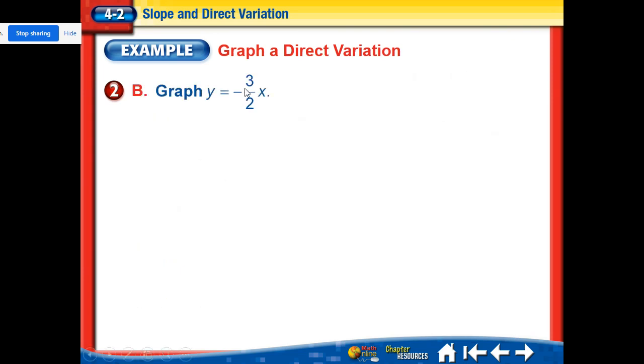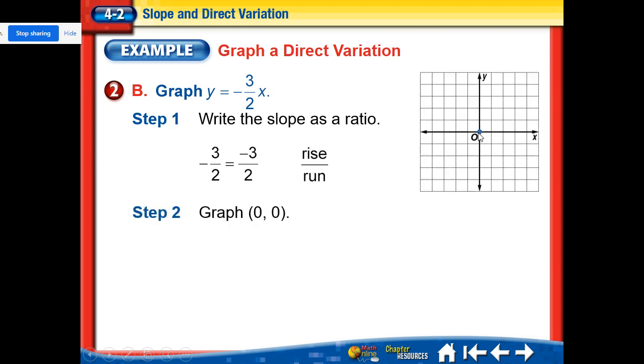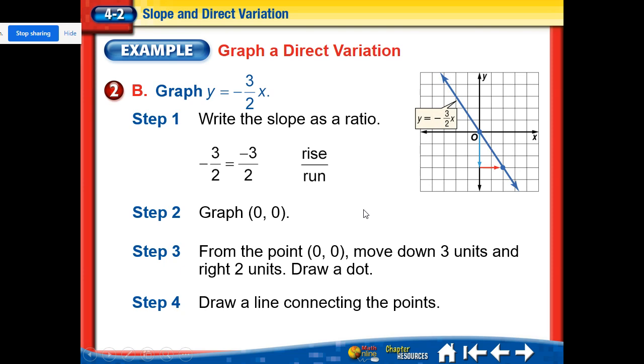So what about this one? Negative 3/2. It's negative, so we should get a line that goes down. So we're going to write the slope as negative 3 over 2. So we're going to go down 3 and then over 2. So here's our graph, 0, 0. And now we're going to go down 3 spots and then over 2. That's my next dot. And now we can create a line there. And that line is going down, just like our negative tells us it would.